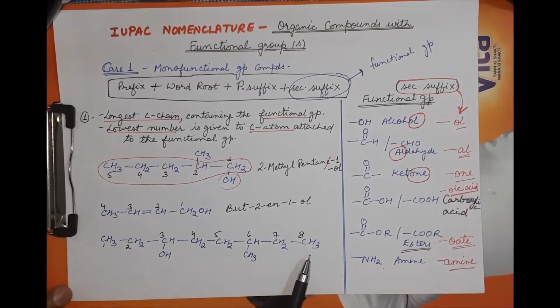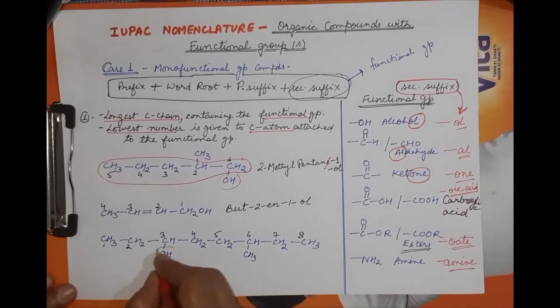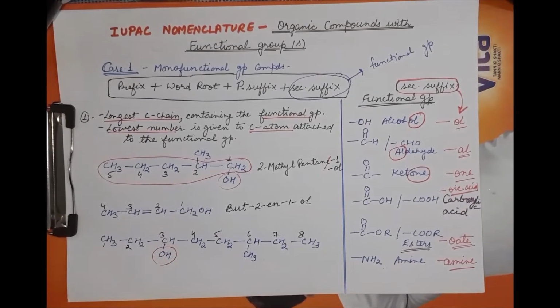Let's see. So here what we have to do, because this methyl group is the substituent, and this is the functional group. OH is the functional group. So numbering will be done from left to right, so that the functional group will get the lowest number. So the name we will write.